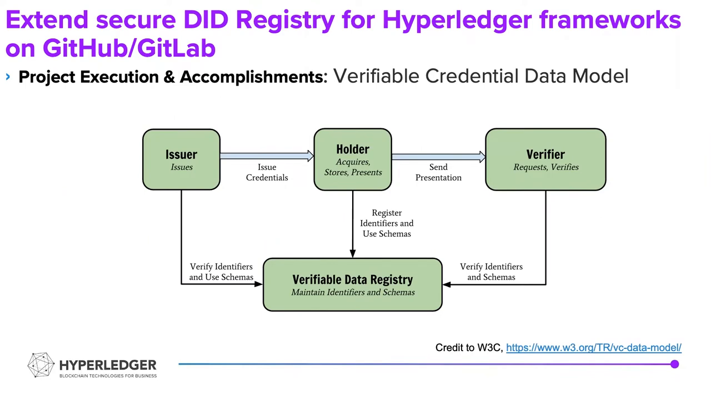So you can see that we have a few roles. The first role is a holder, an entity that has verifiable credentials for themselves. Some examples of holders would be students, employees, and customers. The second role is an issuer. The issuer is an entity that issues a verifiable credential to the holder. Examples of issuers would be organizations, governments, or even individuals.